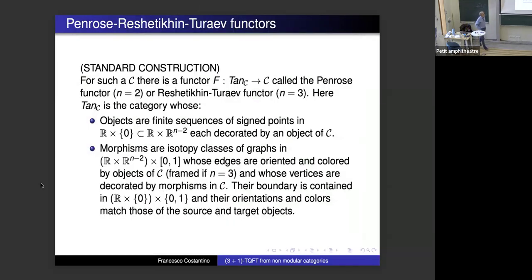So, okay, what is written here is something I shouldn't spend any time on. It's just saying that when you have such a category C, it's what we have already seen in many talks. When you have a category C, you have a functor which is called the Reshetikhin-Turaev functor, which takes a tangle with objects of the category coloring the strands, and hands you back a morphism.